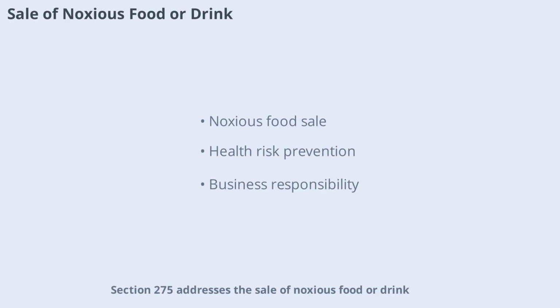Section 275 addresses the sale of noxious food or drink. Selling items that are harmful to health is a punishable offense. The law aims to ensure that food and beverages available to the public meet safety standards. By penalizing those who sell dangerous products, this section protects consumers from health risks and maintains public trust in commerce. It's a reminder that businesses must prioritize safety and quality in their offerings.